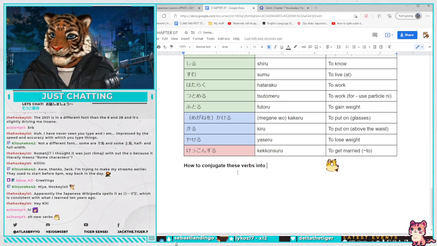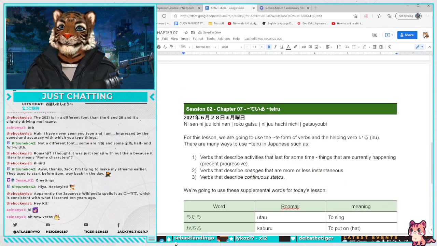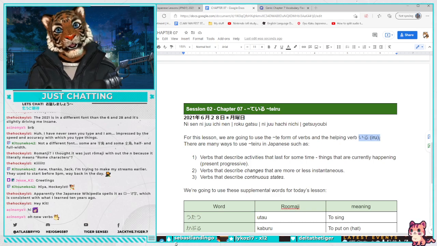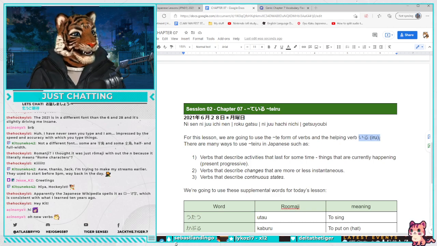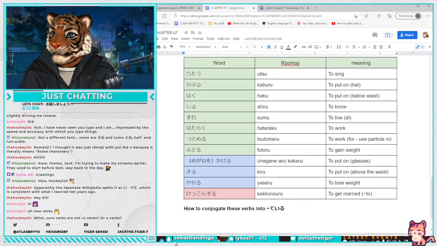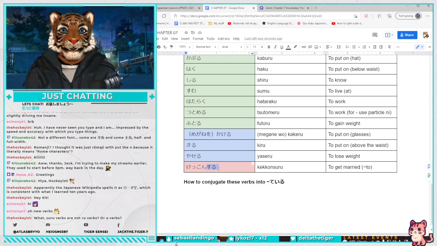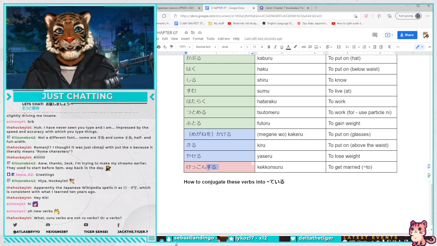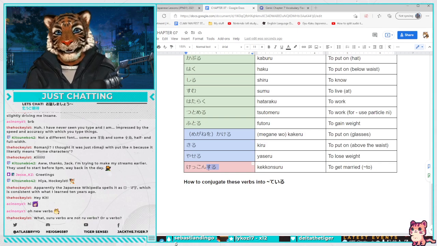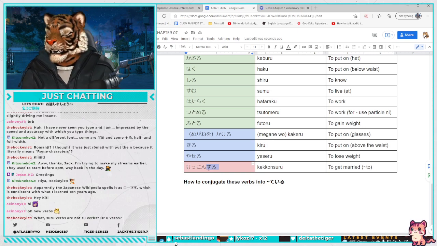Conjugate these verbs into teiru. Now, remember, we're using the helping verb iru. Iru, if you recall, is used only for living things. In this case, we're going to use this for both living and non-living, so we're not going to say te aru. As an example, let's start with utau. Suru verbs are different because they're considered irregular, mostly because suru will turn into shimasu. It has its own different rule set. There are very, very few irregular verbs in Japanese.